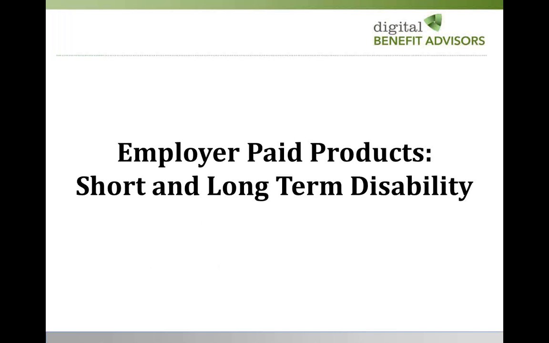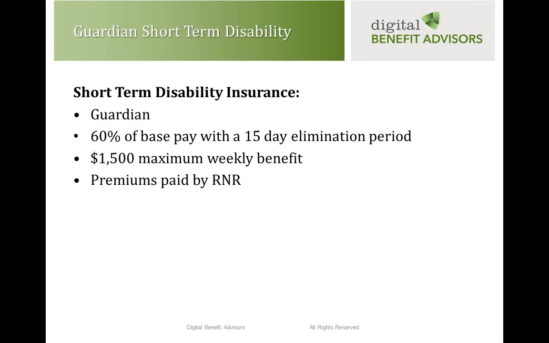Okay, we have a couple of employer paid products to review. R&R does provide at no cost to you short and long-term disability. Short-term disability insurance is provided by Guardian. They will pay 60% of your base pay with a 15-day elimination period, and it's up to a $1,500 maximum weekly benefit. And again, these premiums are paid by R&R, so you're automatically enrolled in this benefit if you're eligible as a full-time employee.